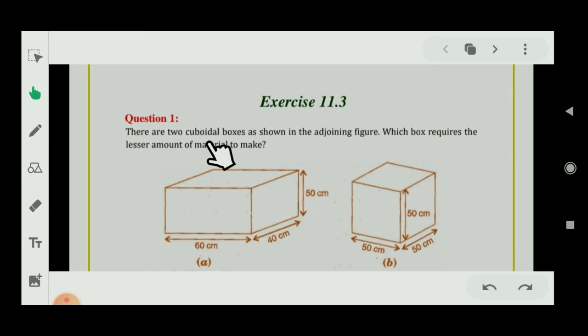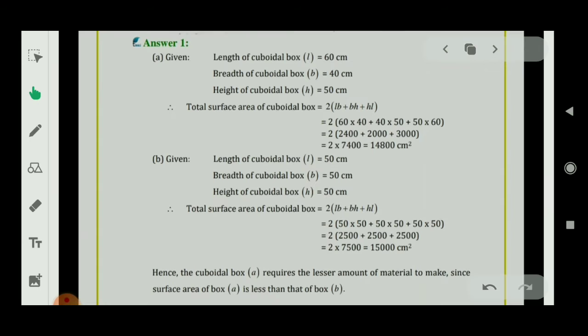There are two cuboidal boxes as shown in the adjoining figure. Which box requires the lesser amount of material to make? Students, you can see this is the A part figure, this is the B part figure. In the A part figure, L's value is 60 centimeter, B's value is 40 centimeter and H's value is 50 centimeter. Let's see the solution of the given question.